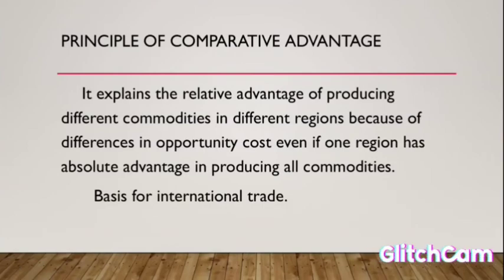Principle of comparative advantage. It explains the relative advantage of producing different commodities in different regions because of differences in opportunity cost. Even if one region has absolute advantage in producing all commodities, it is the basis for international trade.